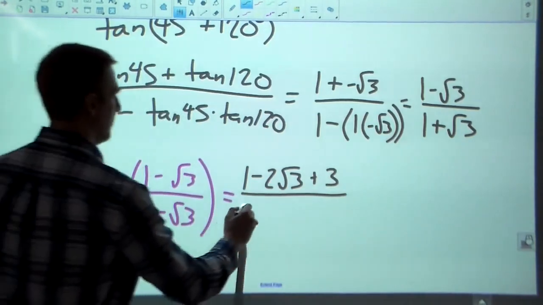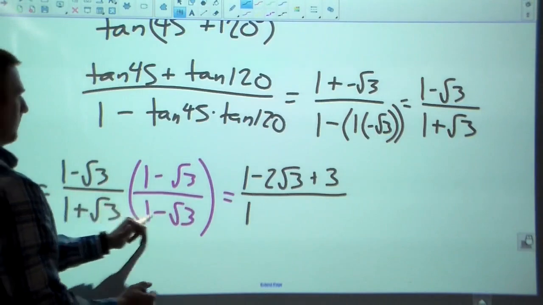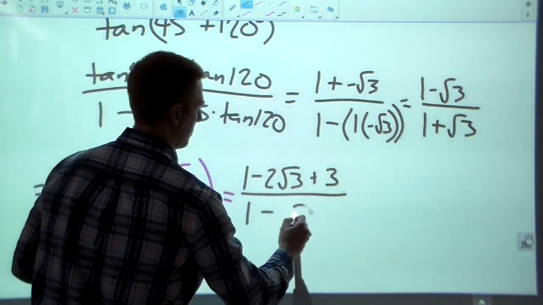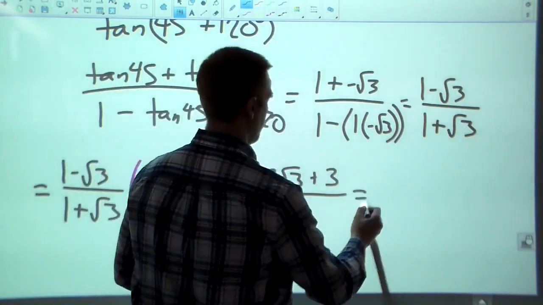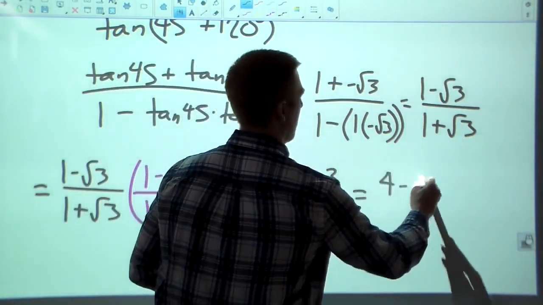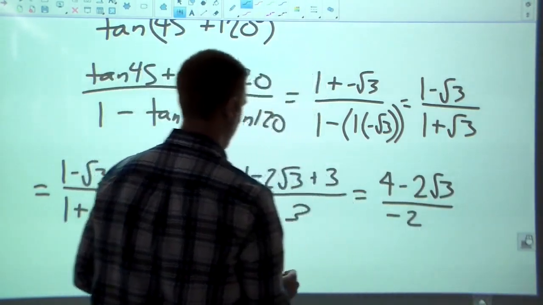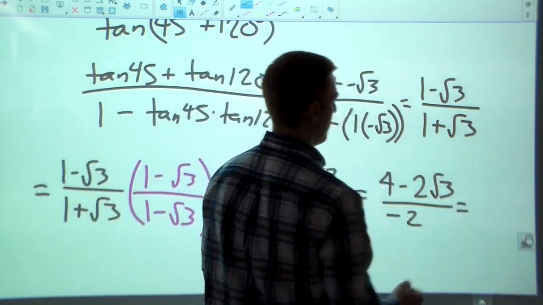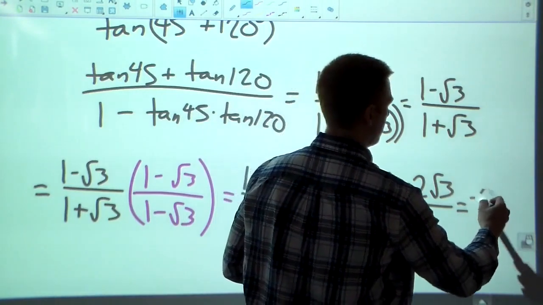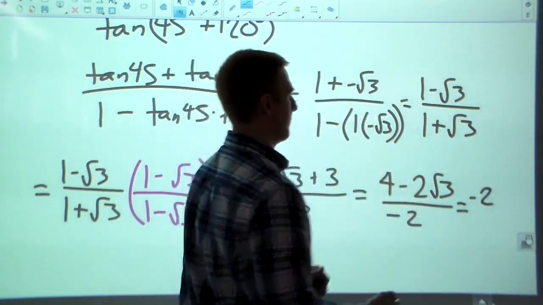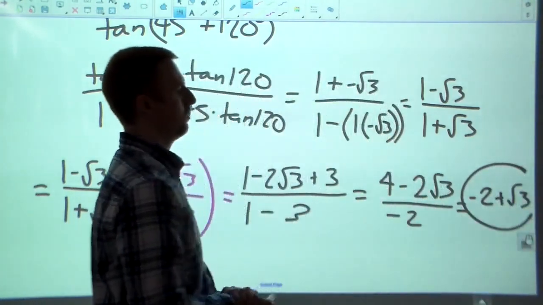On the bottom, you're going to have 1. It's a difference of squares, so the middle terms are going to divide out. And it's going to be minus 3, because square root of 3 times square root of 3 again is just 3. So put it together, see what we come up with. We're going to have 4 minus 2 square root of 3 over negative 2. Now, everything there can have a 2 divided out, so we need to take care of that. So 4 divided by negative 2 would be negative 2, and negative 2 divided by negative 2 would be positive. So the final answer, negative 2 plus the square root of 3.